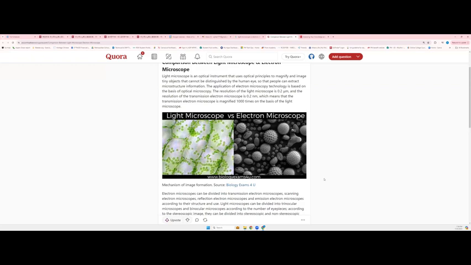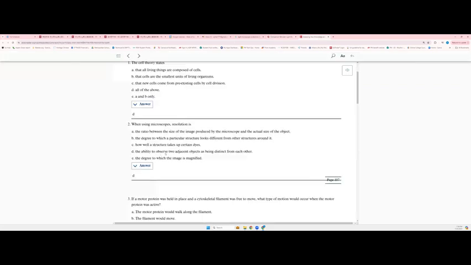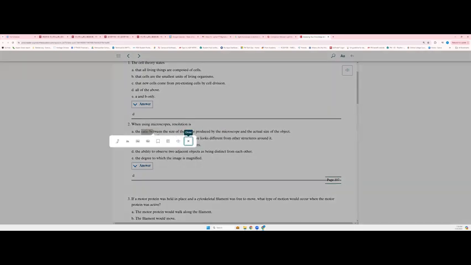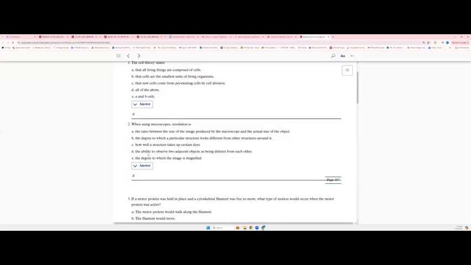The question is asked about resolution. So the electron microscope has a better resolution. Resolution means the ability to observe two adjacent objects as being differentiated from each other. Resolution means they can distinguish between each other. So that's why D is important. It's not about the ratio, not about the degree, not about the structure. It's about distinguishing. So D is important.